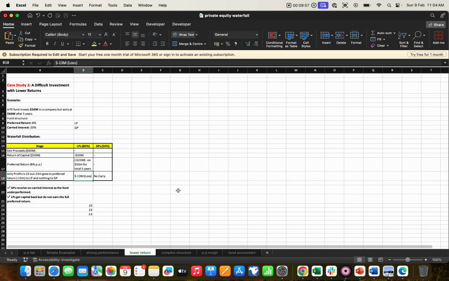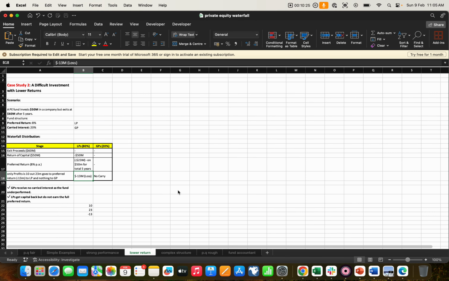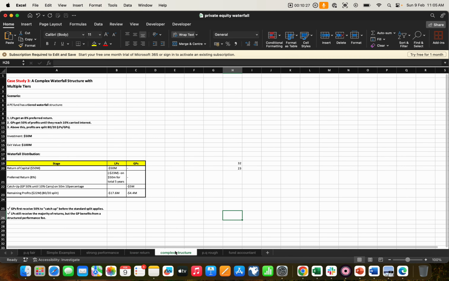So now I am moving to the third example case study, the complex structure. Sometimes the structure is very complex for distributing the profit. So how will it be distributed? A PE fund with a tiered waterfall structure: the LP gets 8% preferred, the GP receives 50% of profit until it reaches 10% carried interest, and above this, profits are split 80/20. So how this is done, we'll calculate here.